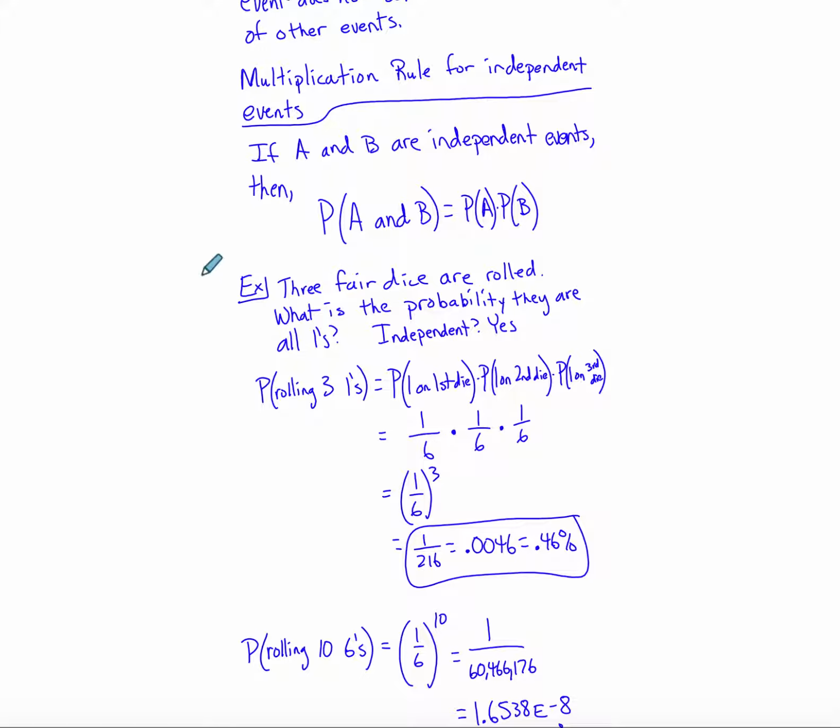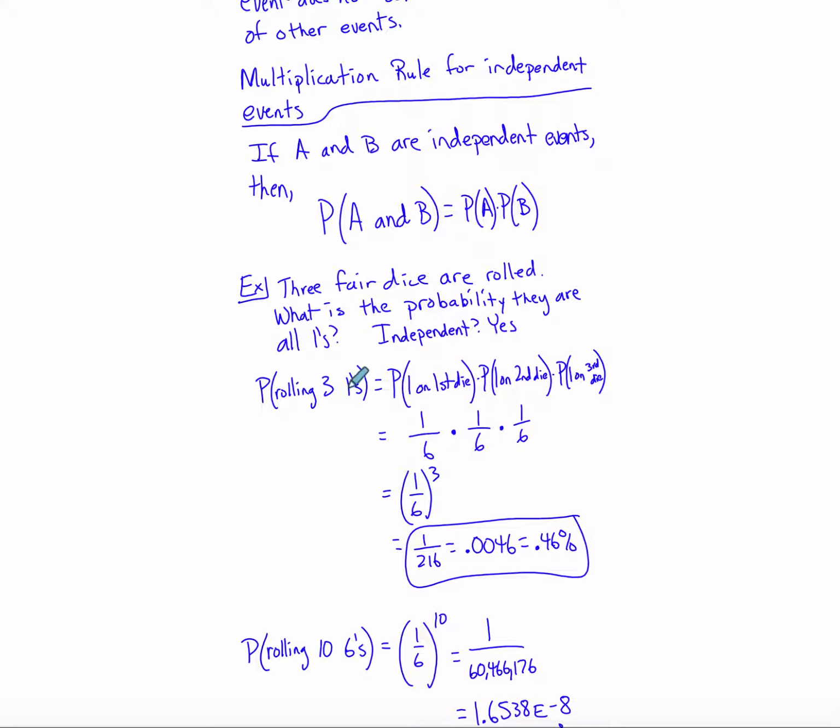Well, 2 fair dice gave me 36. 3 fair dice would give me even more outcomes, actually 36 times 6. So it'd be huge, and I wouldn't want to write them all out. So this is an example where I would use this rule. Are they independent? Well, yes, because the dice don't remember what they rolled the time before. So the probability doesn't change just because they rolled something.